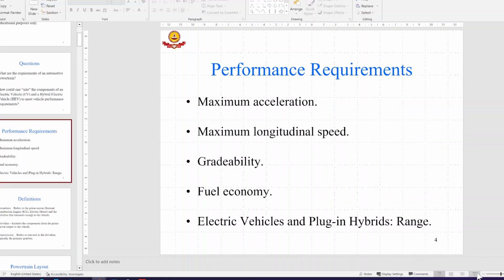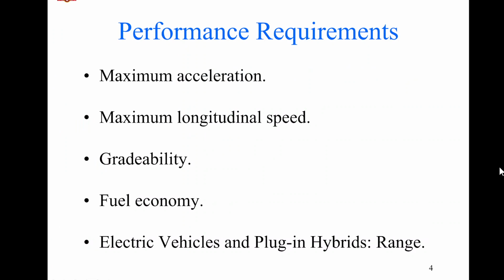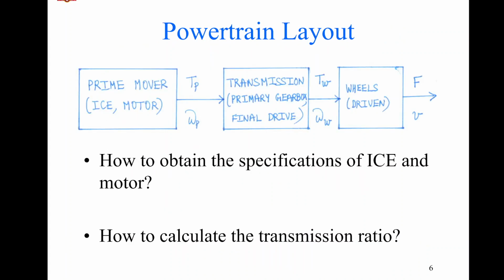So if you were to quickly go through the section on electric vehicles, this is what we said last time, that these are the performance requirements for the vehicle which we are designing. First is the maximum acceleration, then maximum longitudinal speed, gradability, fuel economy, and then the range. Later on, we looked at the powertrain layout where we have a prime mover, which can be the internal combustion engine or the motor or both, which generates the power and that goes through a transmission, which is then reaching the driven wheels.